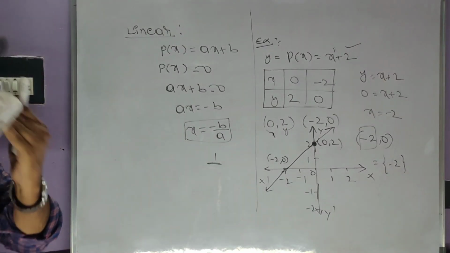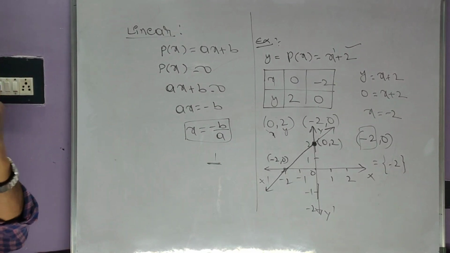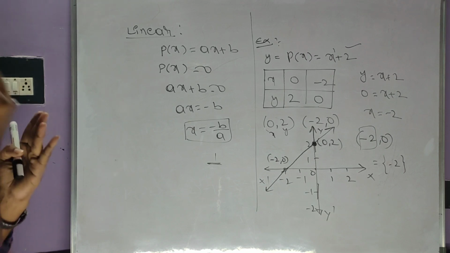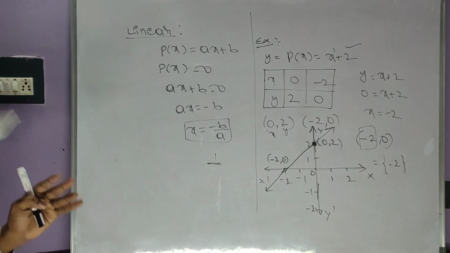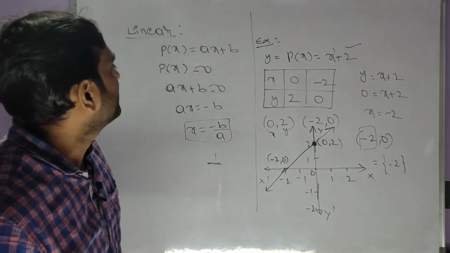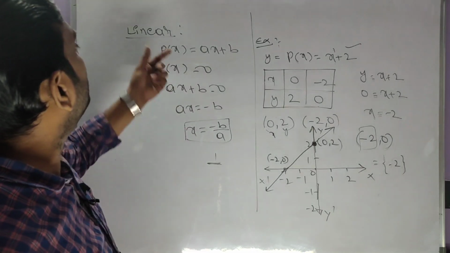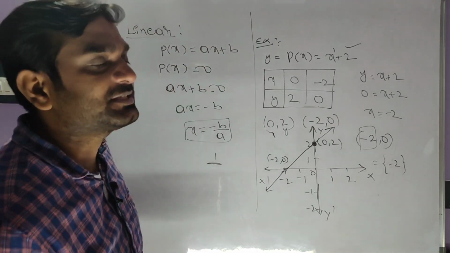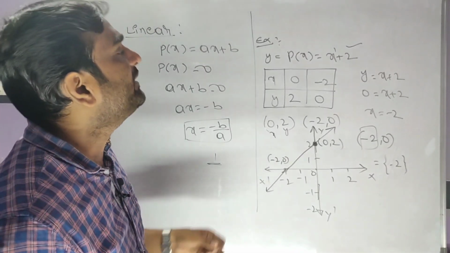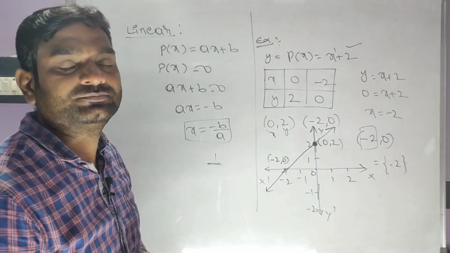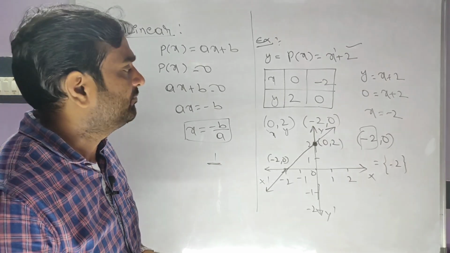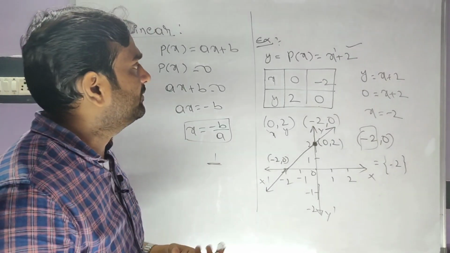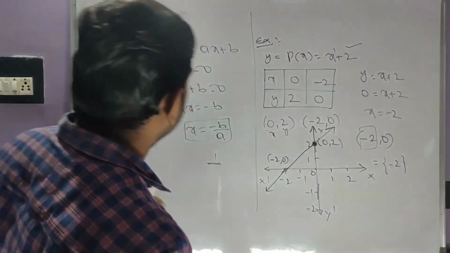The graph of a linear polynomial is a straight line. The number of zeros of a linear polynomial is 1, and the general form of a linear polynomial is ax + b. The degree of a linear polynomial is 1. So these are all things we came across, and now we know them.